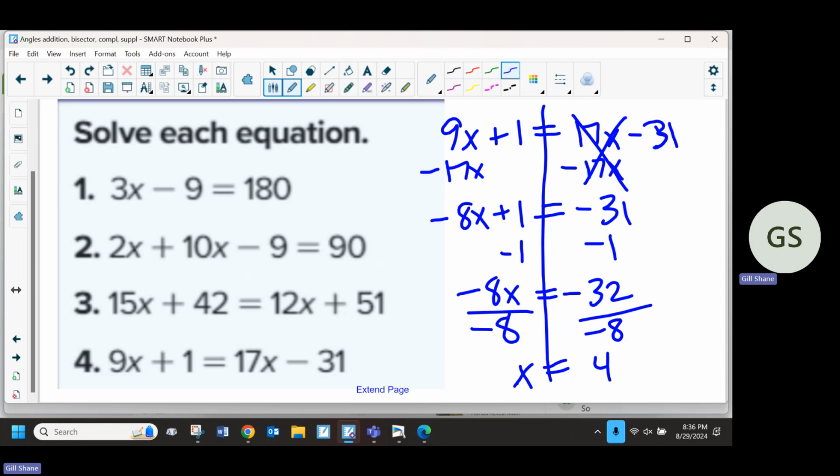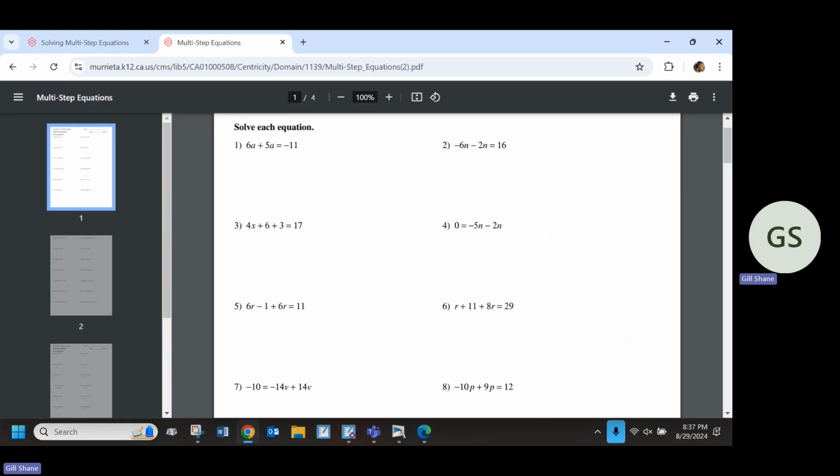So that's those 4 problems. Hopefully you tried the 4 on your own. I'm going to go to a worksheet and just work through a few of them. I think I have it over here.